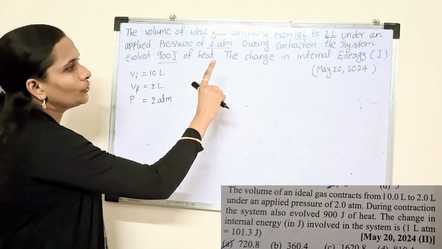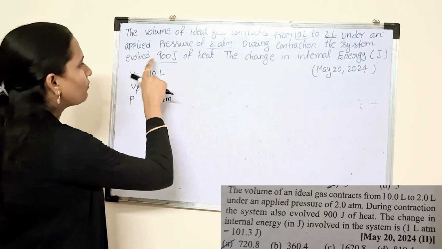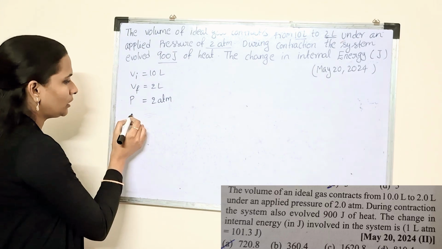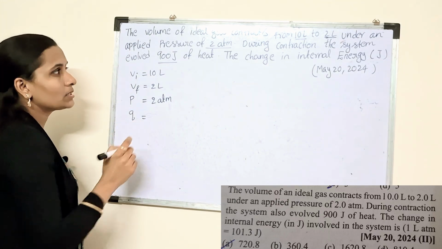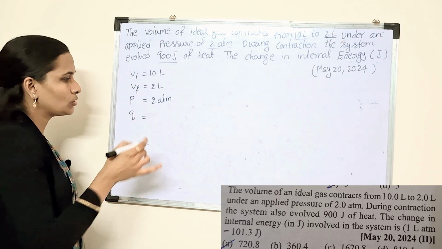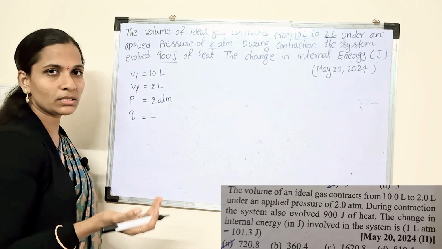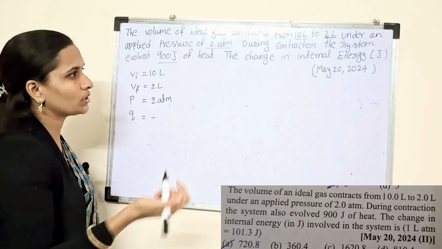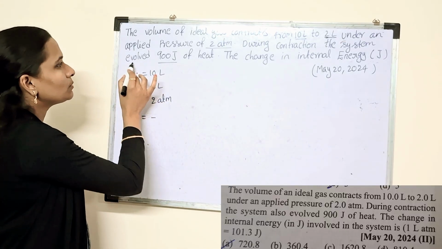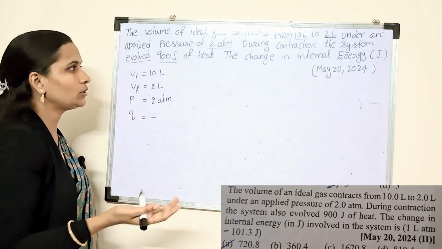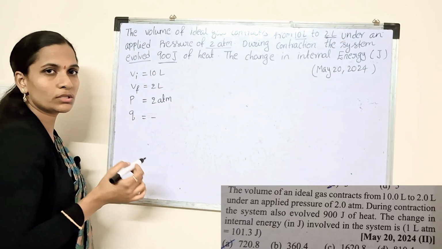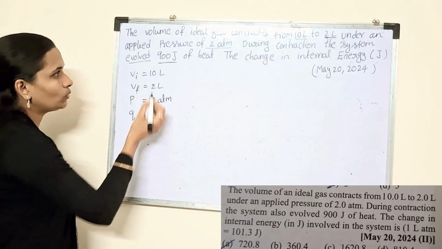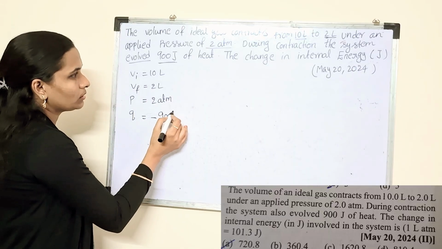liters. Next, during contraction, the system evolved, means the system released 900 joules of heat. So heat is represented by Q, that is heat released by the system. Heat absorbed by the system is the positive sign, and heat released by the system is the negative sign. Here during contraction the system evolved means released only. So how much energy is released? 900 joules of heat is released. So released means we have to keep the negative sign, and this is the 900 joules they gave.